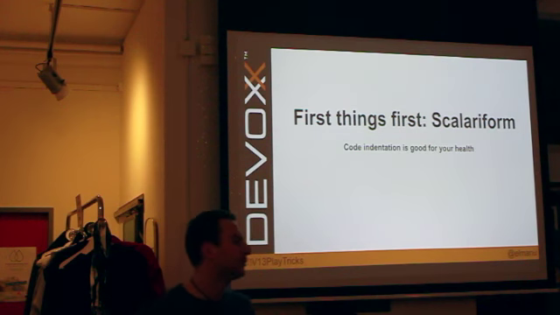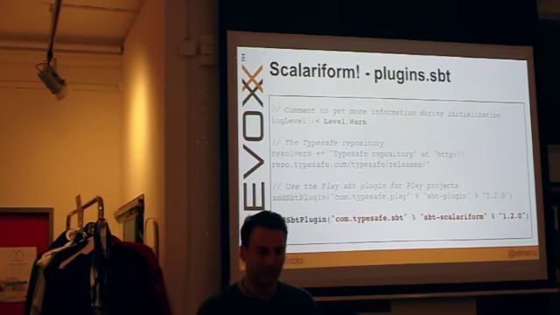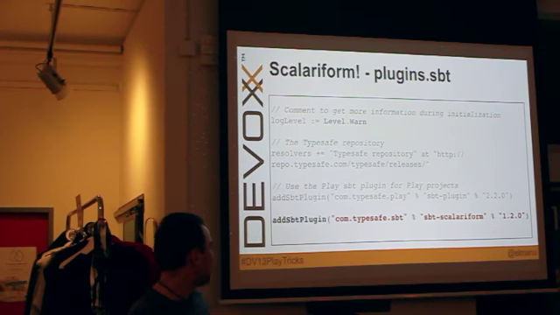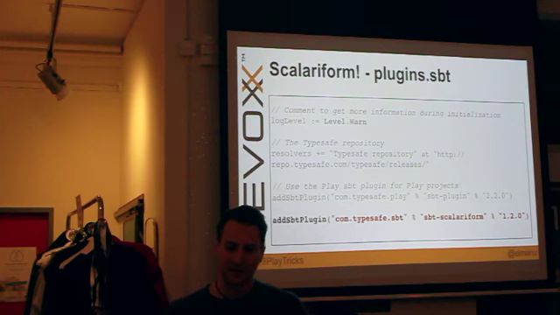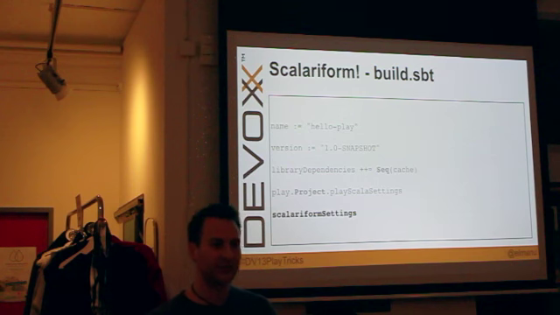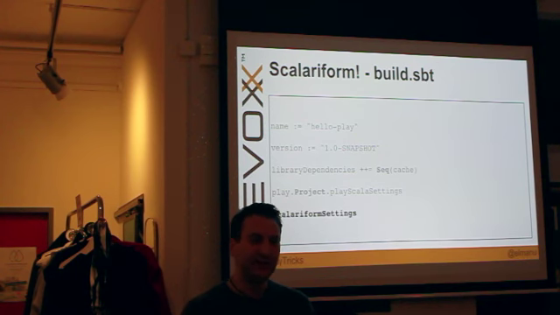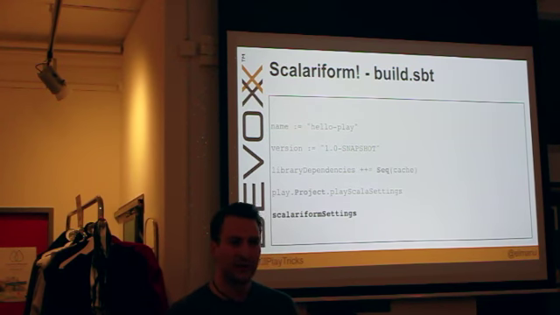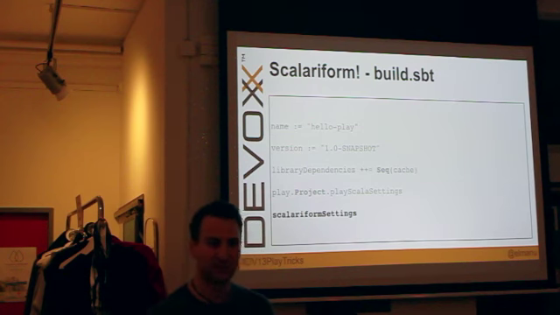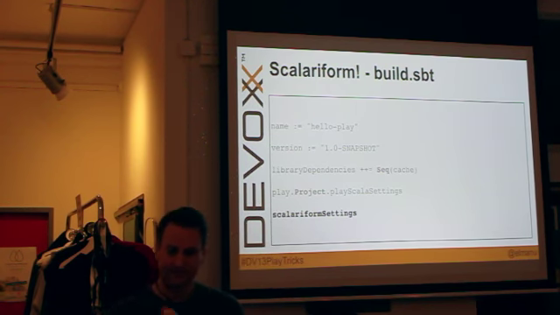So the first thing we're going to do is to add Scala Reform. Scala Reform is a code formatting tool. In order to add it, we just add this one line in the plugins SBT file, and then we add this one line, which are the Scala Reform settings in the build SBT file. These are the standard settings. You can customize it if you want. I use them as they are because they're quite convenient as such.